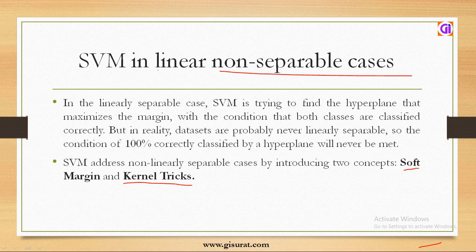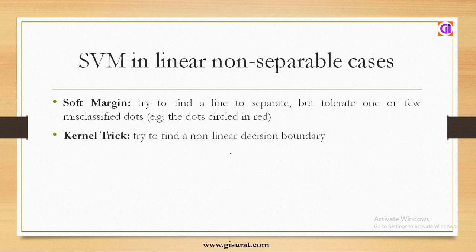In a linearly separable case, SVM is trying to find the hyperplane that maximizes the margin, with the condition that both classes are classified correctly. But in the real world, data sets are probably never linearly separable. So a condition of 100% correct classification by the hyperplane cannot always be met. We often do not have a data set that you can separate linearly. Maybe there is some noise. Otherwise maybe we will have this type of data.